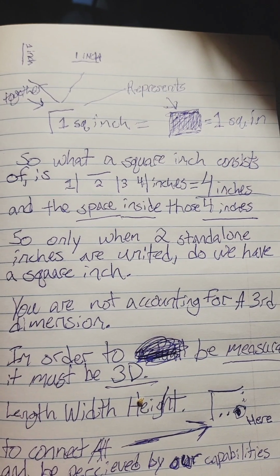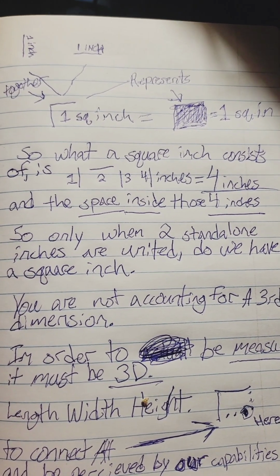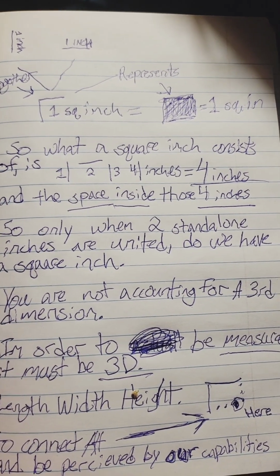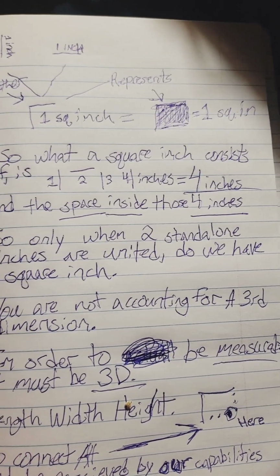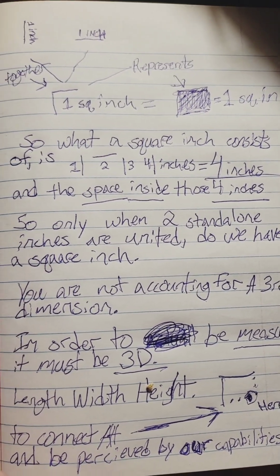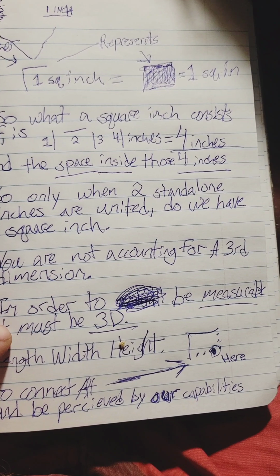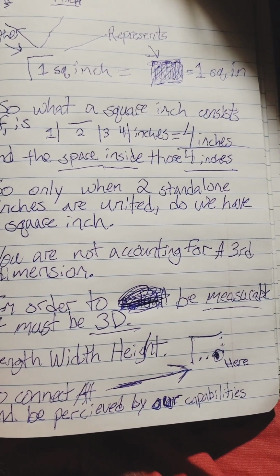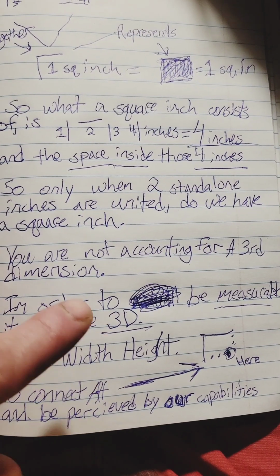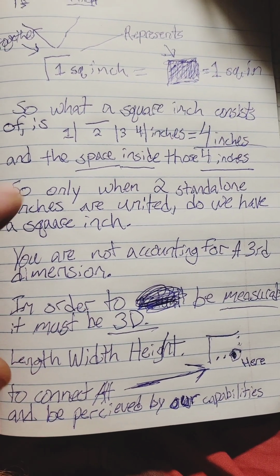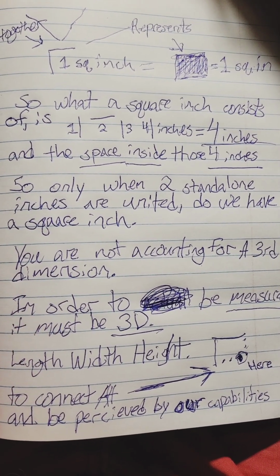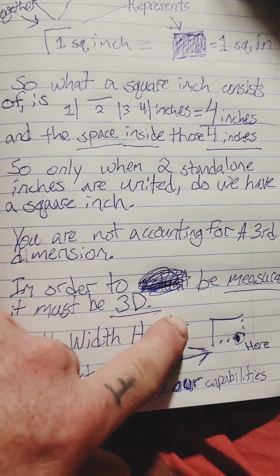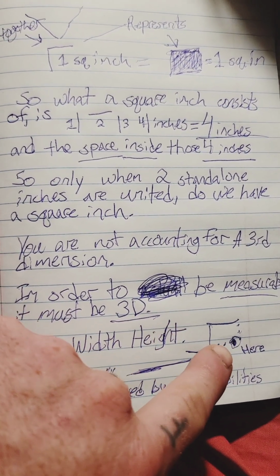But since our reality is perceived in three dimensions, you're not accounting for that third dimension. In order to be measurable by our three-dimensional perception, the reality of the math has to account for three dimensions: length, width, and height. Okay, that's great.